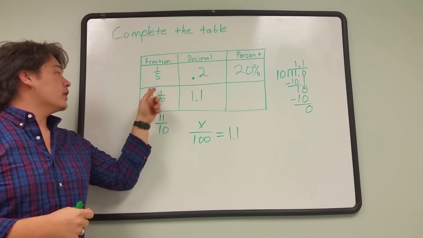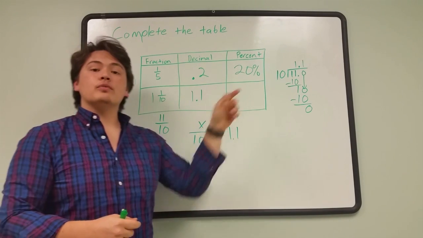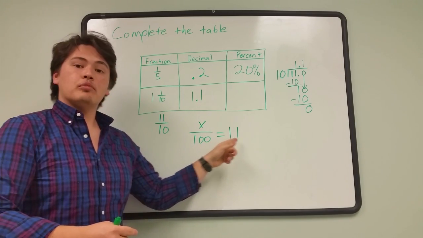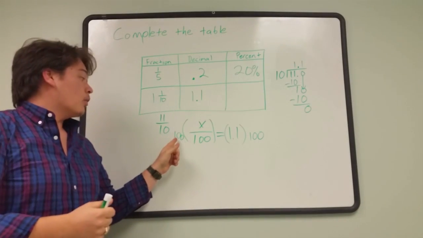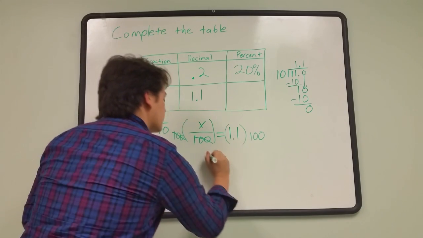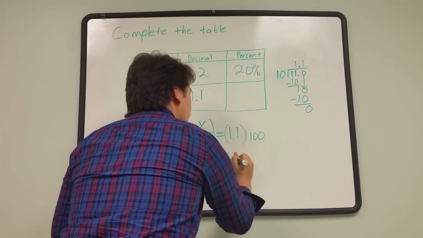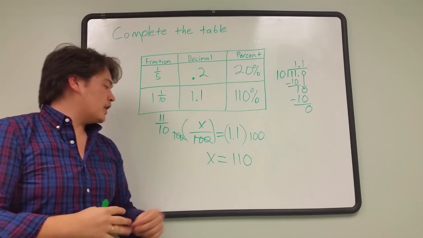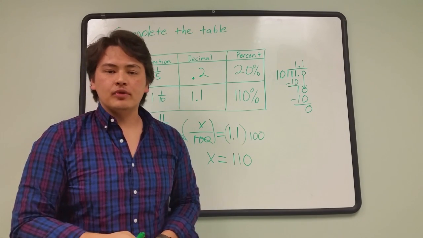So now that we know that 1 and 1 over 10 is equal to 1.1, I'm going to change 1.1 into a percentage using this equation, which is x over 100 is equal to 1.1. So I'm going to multiply both sides by 100. So 100 is going to cancel out this 100, leaving me with just x on this side. And 100 times 1.1 is going to give me 110. So using this equation, we found out that x is equal to 110, and what x represents is the percentage.